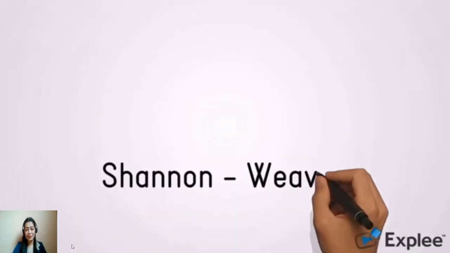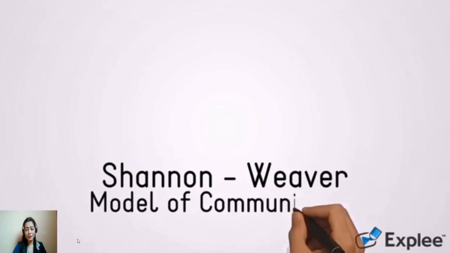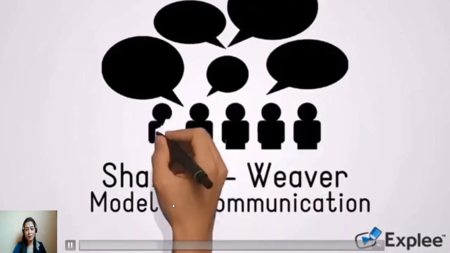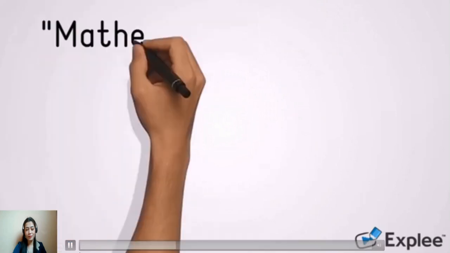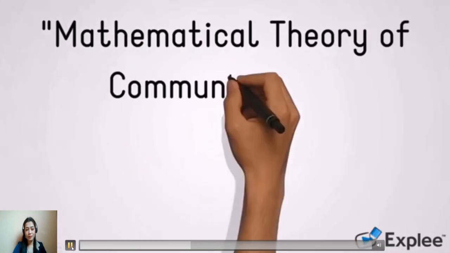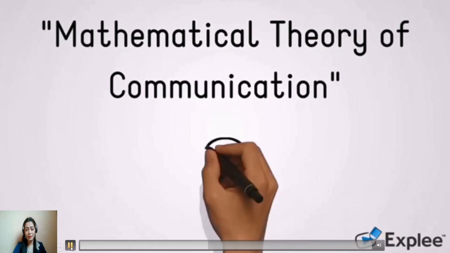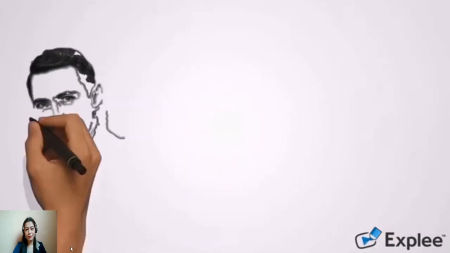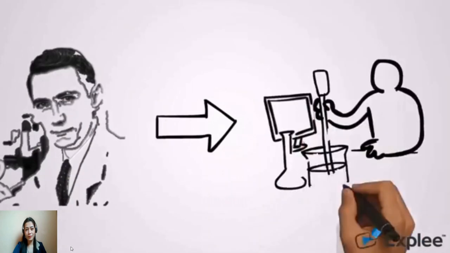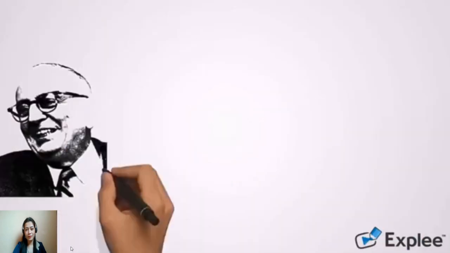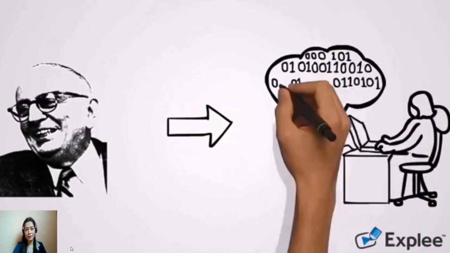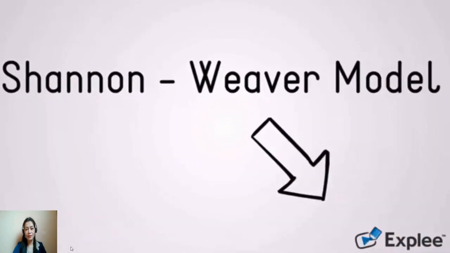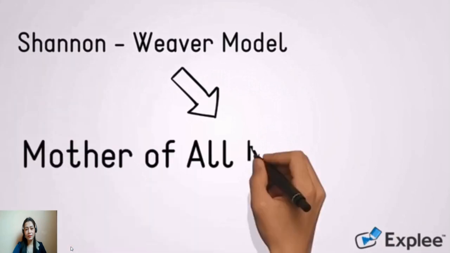Shannon Weaver model of communication was created in 1948 when Claude L. Shannon wrote an article entitled A Mathematical Theory of Communication in Bell System Technical Journal, with Warren Weaver. Shannon was an American mathematician, whereas Weaver was a scientist. The mathematical theory later came to be known as Shannon Weaver model of communication, or mother of all models.